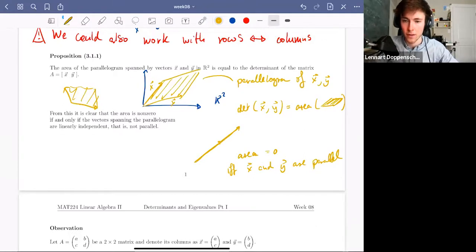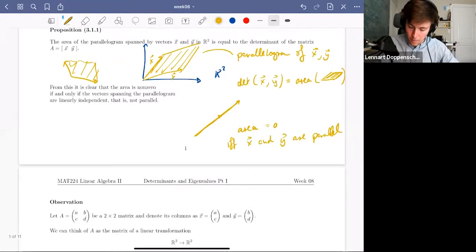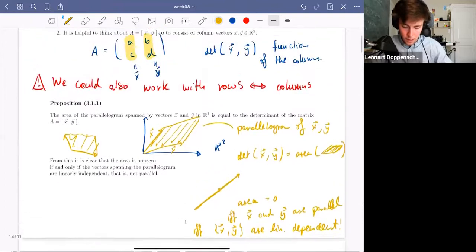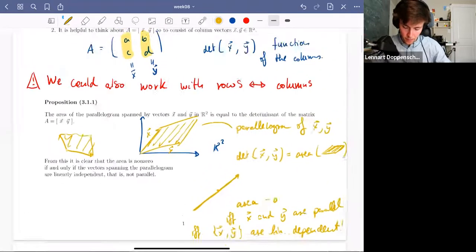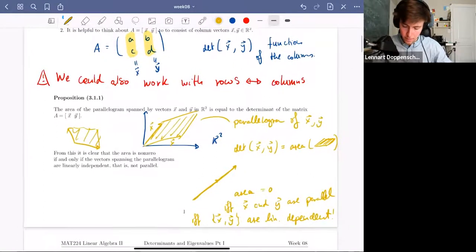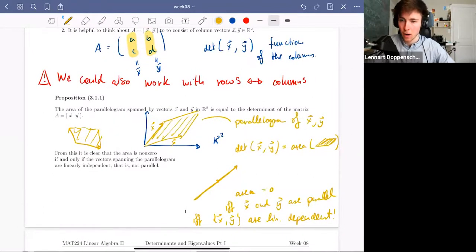There's no volume in this parallelogram, no area. But two vectors in R2 are parallel if and only if X and Y are linearly dependent. So this means that the determinant is 0 if and only if the columns of the matrix are linearly dependent. Any questions about this first page? Any about this introduction, this motivation?